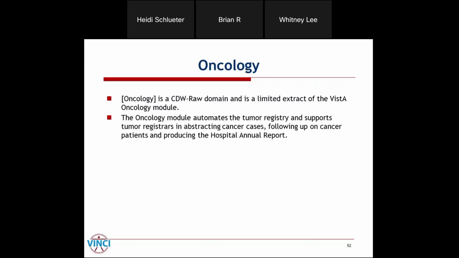The oncology domain is a CDW raw domain that is a limited extract of the Vista oncology module. So this module automates the tumor registry and supports tumor registrars in abstracting cancer cases, following up on a cancer patient and producing the hospital annual report.